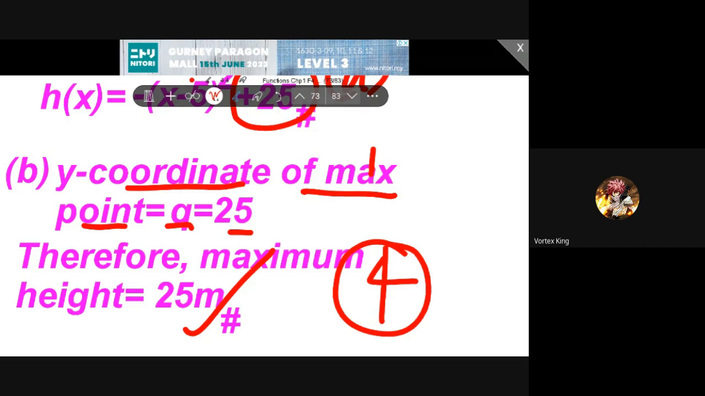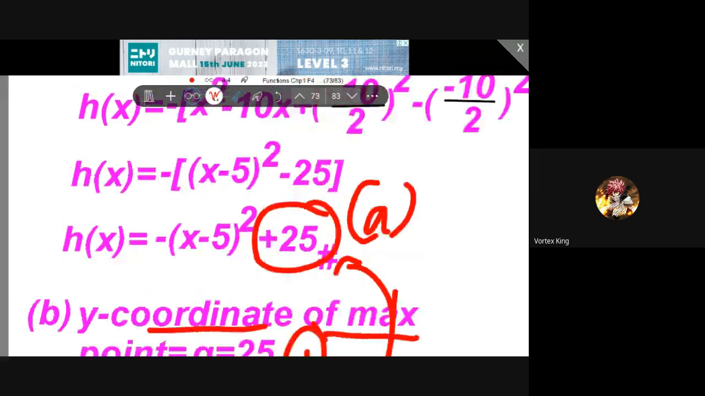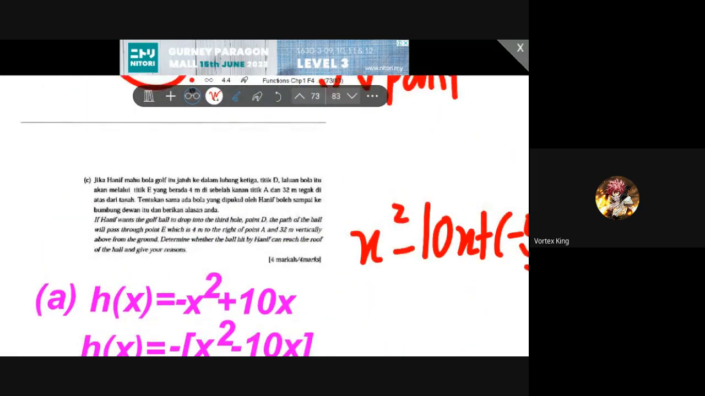Yeah, part A very long. Part A panjang tapi part B pendek saja. 1 markah. Sebab answer dia berpandukan kepada atas. Okay, so we see C. We see C. Oh my god.